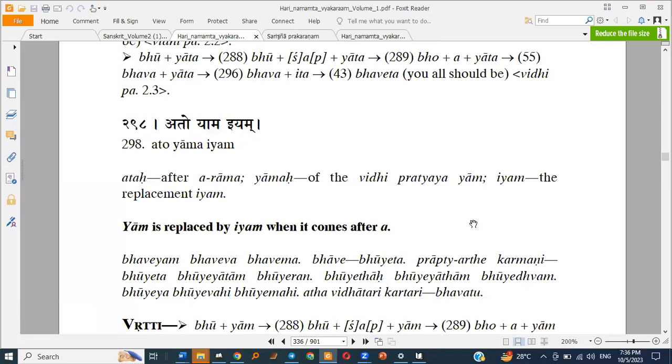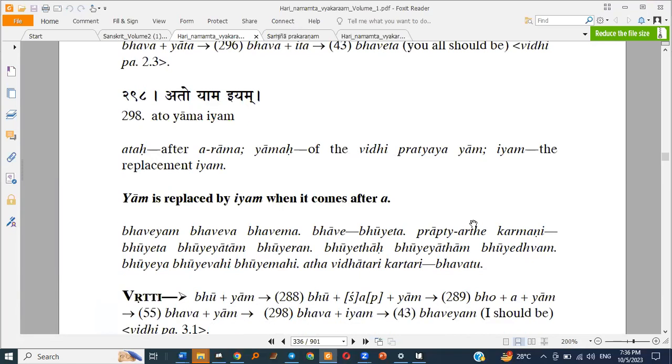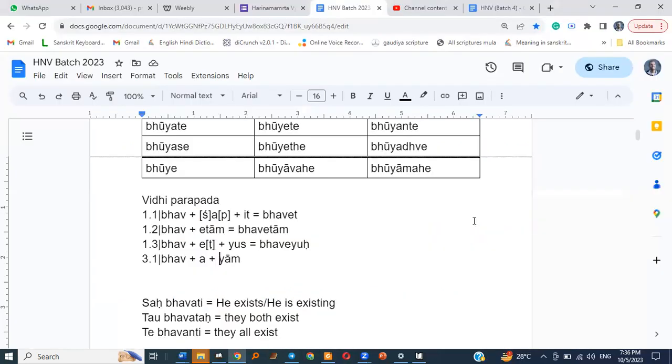Ato Yama Yam. Sutra 298. Yam is replaced by Yam when it comes after A Rama. So this Yam would be replaced because it is coming after A Rama, and now Adva Minva is applied, so it will become Bhaveyam.